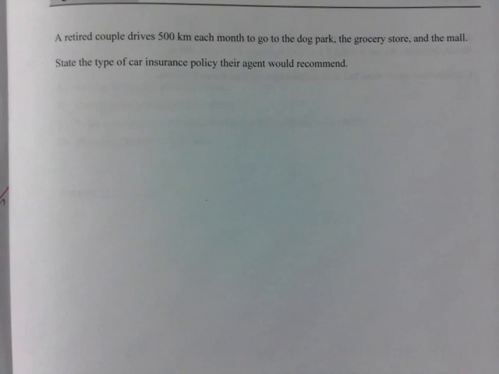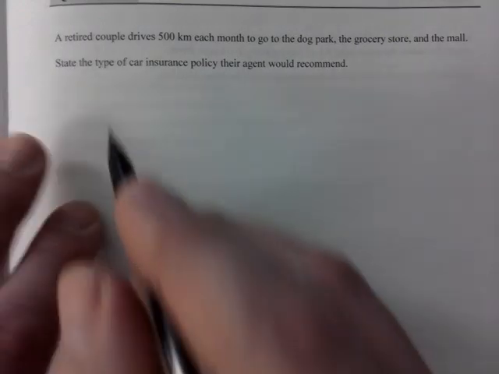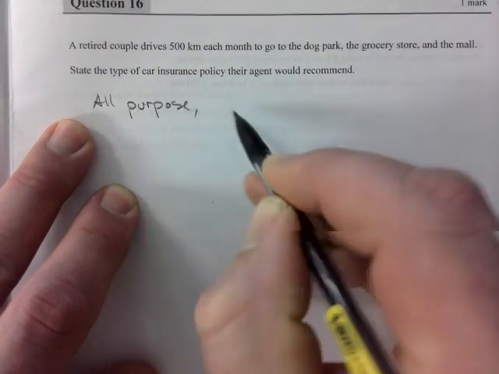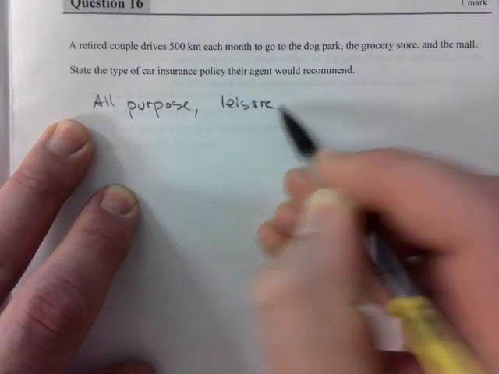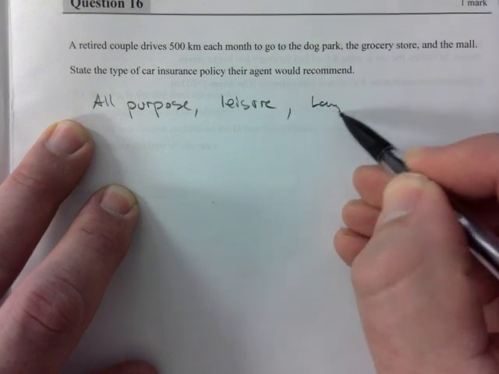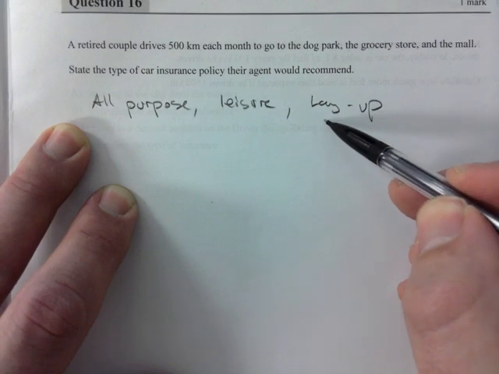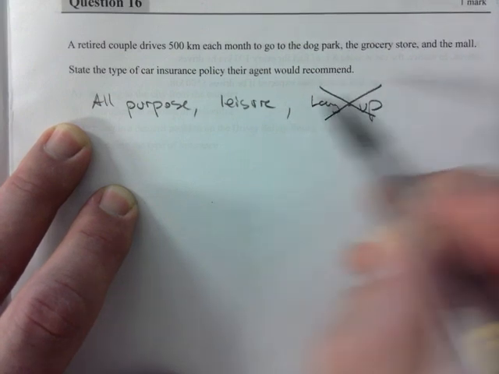And so, okay, next, a retired couple drives 500 kilometers each month to go to the dog park, the grocery store, the mall. State the type of car insurance their agent would recommend. Car insurance. So you have a choice: all-purpose, leisure, or layup. Well, layup is not an option. You need to drive around, right? Leisure.